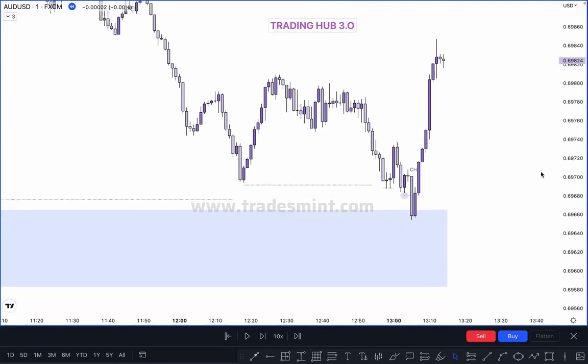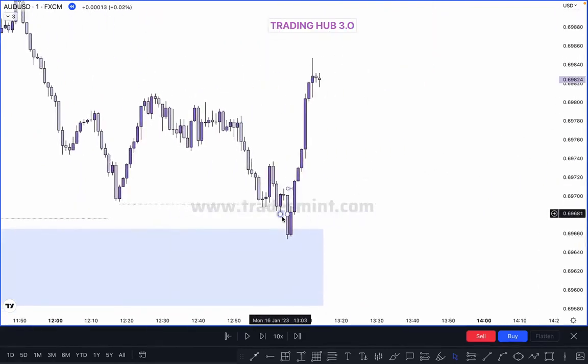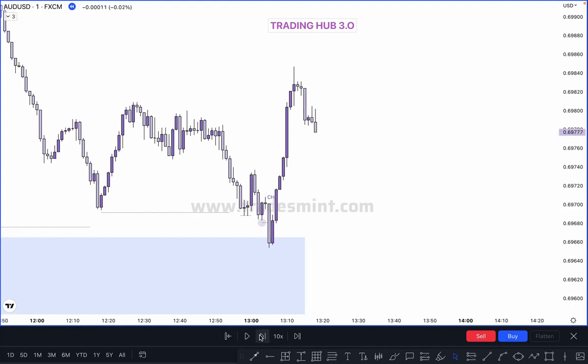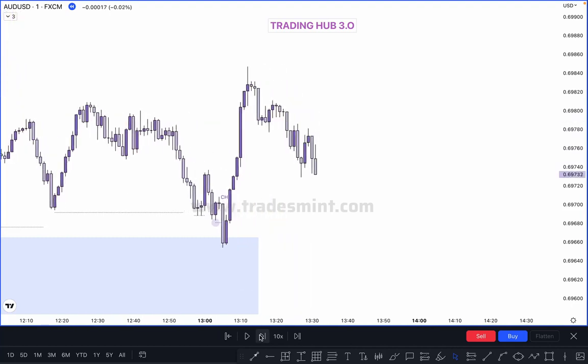You have to wait for the inducement to be taken out. If the same low sweeps this candle and closes above it, you can simply buy here without inducement. So you have to focus on following the inducement before you enter. Let's see what happened next, and wait for the inducement to be created. Right now there is no inducement here.